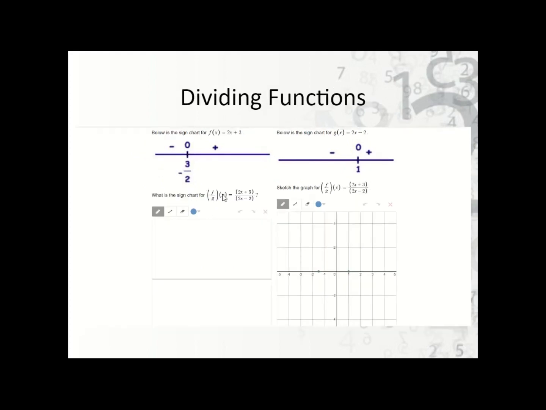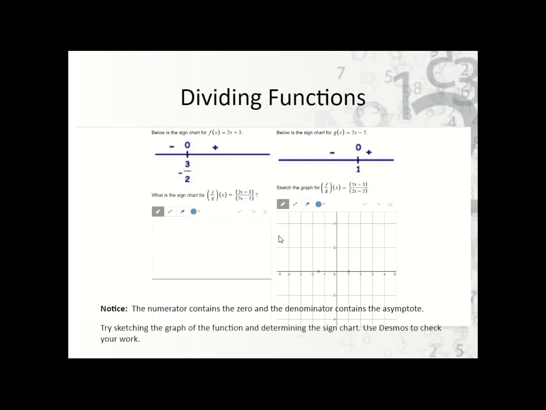Now, dividing is no different, but now we know we're going to have an asymptote here. Wherever this becomes 0, whatever we need to plug in for x to make this 0, that's going to create an asymptote. So we should have an asymptote there. And then we can try sketching the function and determine the sign chart. We can use Desmos to check our work for this as well.